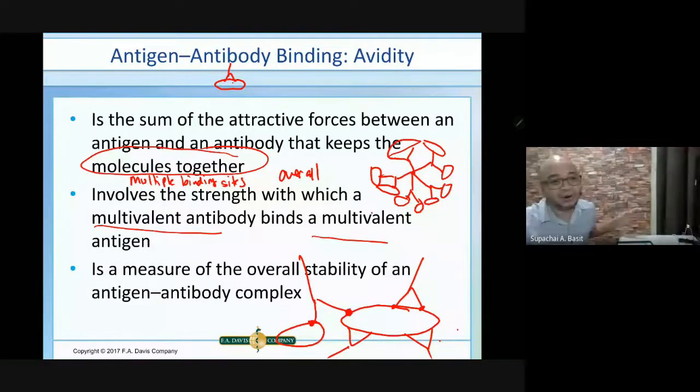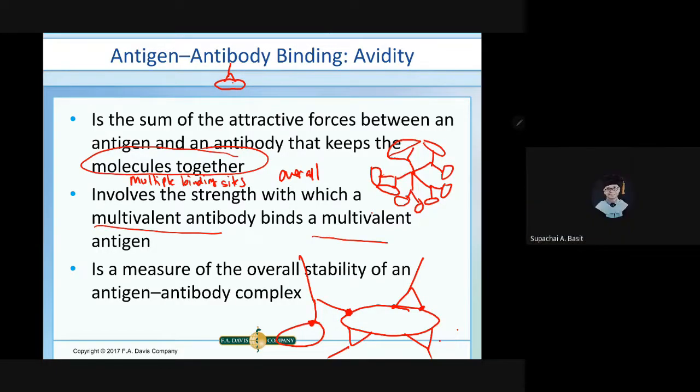So that's what you call avidity. And that avidity is the measure of the overall stability of an antigen-antibody complex. So that's why they say IgM would be more efficient in agglutination, for example, because it is a pentamer and has several multiple binding sites. So that's what we meant by avidity.